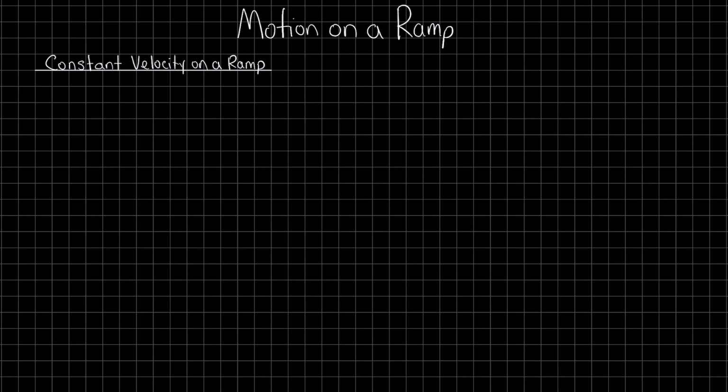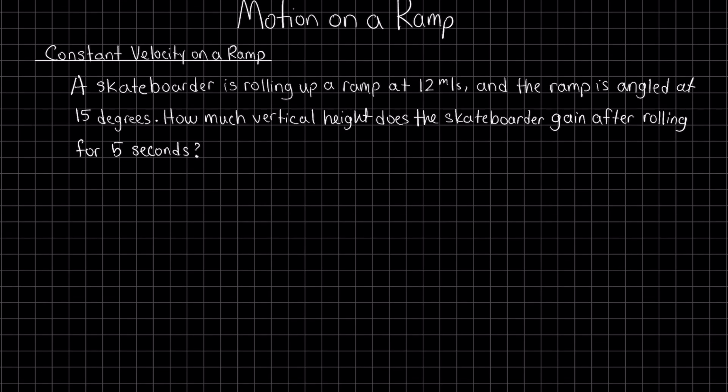Let's explore how we analyze motion on a ramp, starting with constant velocity, and then moving on to accelerated motion. Let's begin with our first example. It reads, a skateboarder is rolling up a ramp at 12 meters per second, and the ramp is angled at 15 degrees. How much vertical height does the skateboarder gain after rolling for 5 seconds?